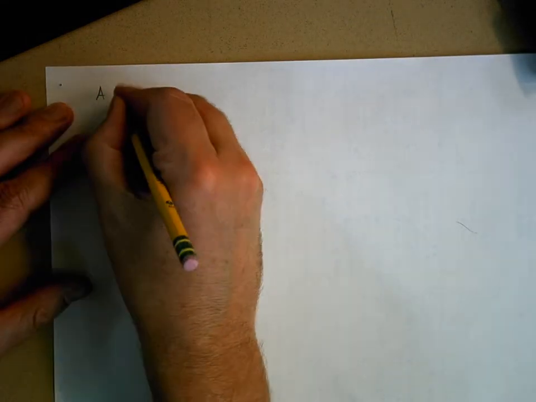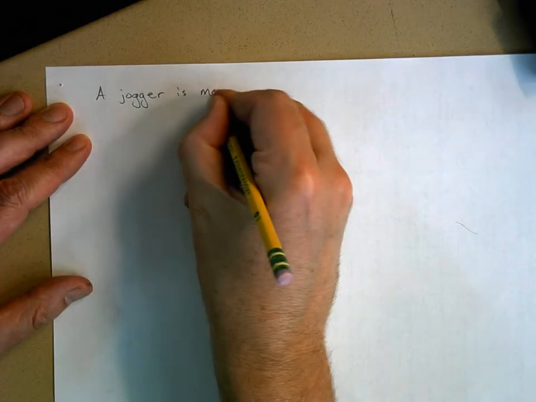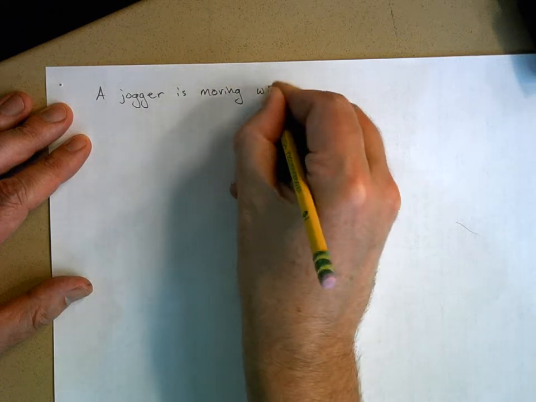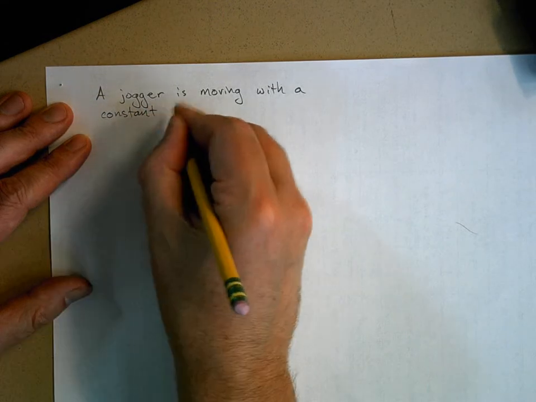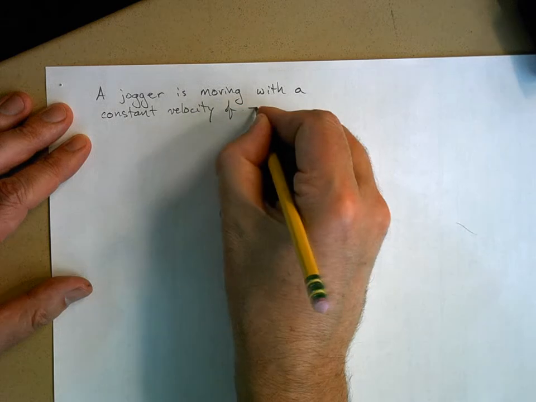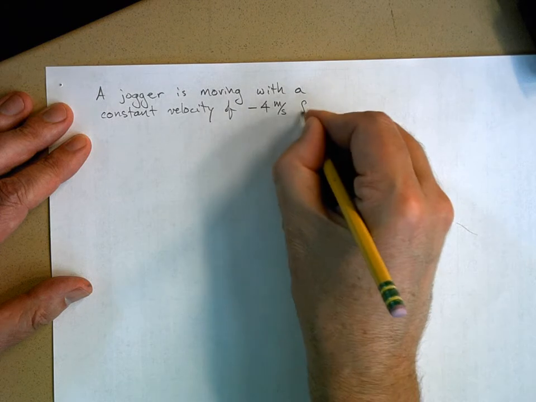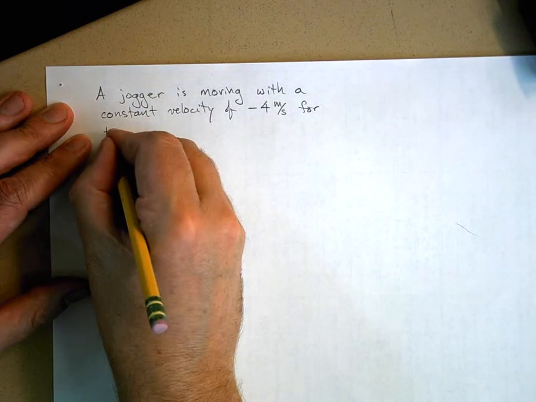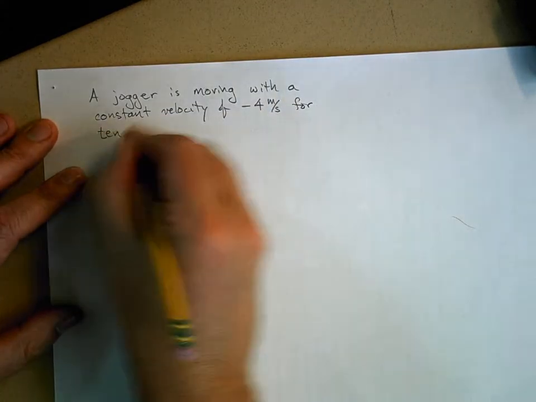What if I told you this? A jogger is moving with a constant velocity of negative 4 meters per second for 10 seconds.